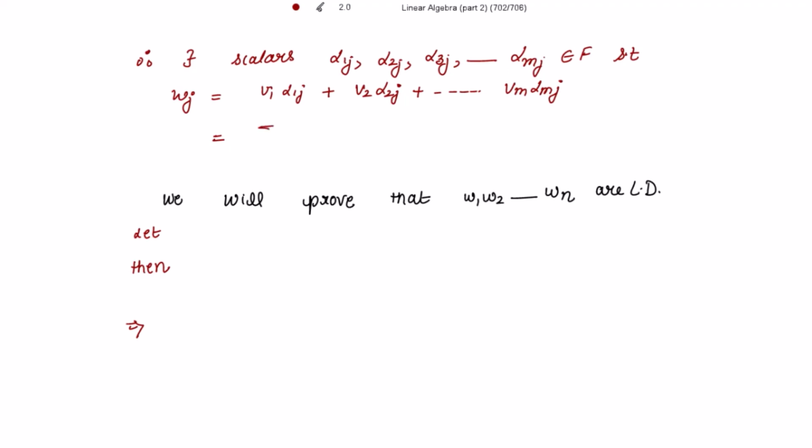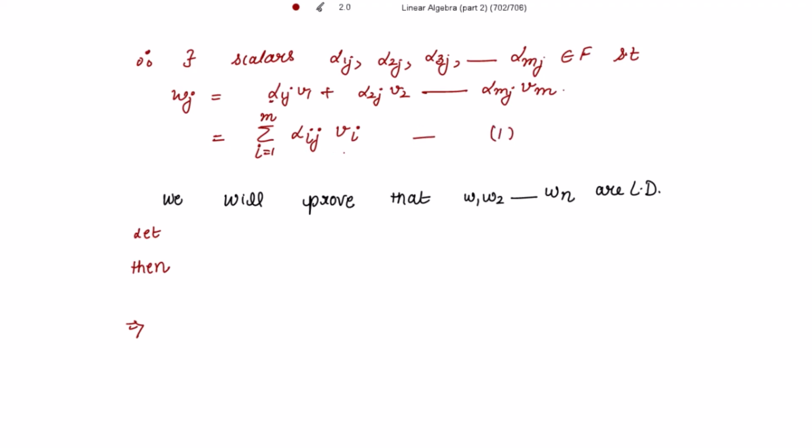Let's write this in summation form, i going from 1 to m. Oops, I have written it the other way. Sorry, let me write this again: Wj equals alpha 1j v1 plus alpha 2j v2, and so on, alpha mj vm. Now is it okay? Let me mark this as 1.